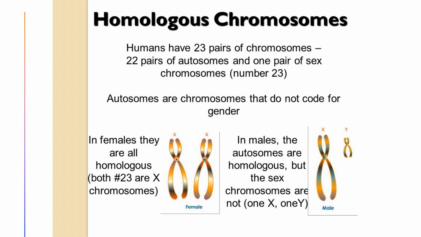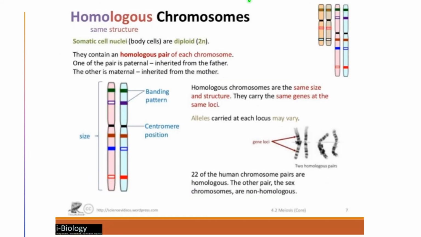Now, I need to explain about homologous over here. So I have taken this slide. Homologous chromosome means of the same structure. They are seen in the somatic cell nuclei, body cells. They are diploid. They contain a homologous pair of each chromosome. One pair is inherited from the father, another from the mother. Father means paternal, mother means maternal. This you all must be knowing.